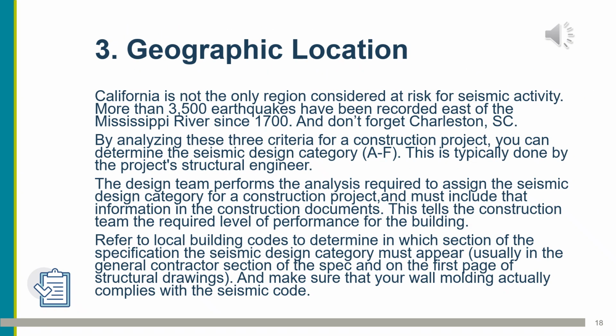California is not the only region considered at risk for seismic activity. There have been more than 3,500 earthquakes recorded east of the Mississippi River since 1700. And of course, the biggest one that a lot of people know about is Charleston, South Carolina. By analyzing these 3 criteria that we've just been talking about for the construction project, you can determine the seismic design category. It's going to be A through F. This is typically done by the project structural engineer.